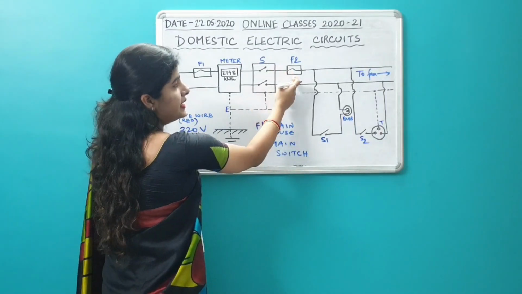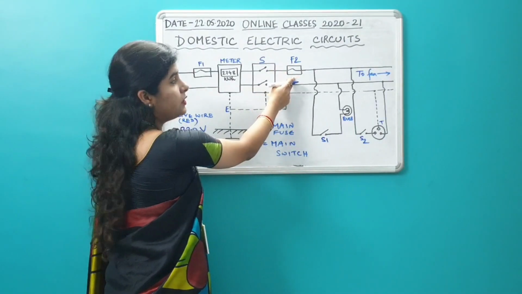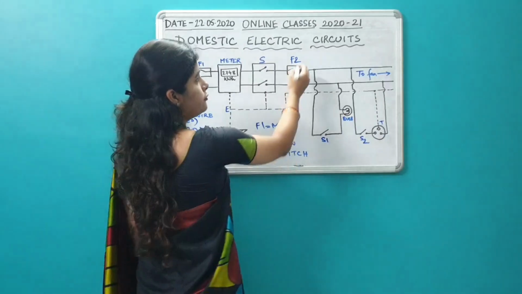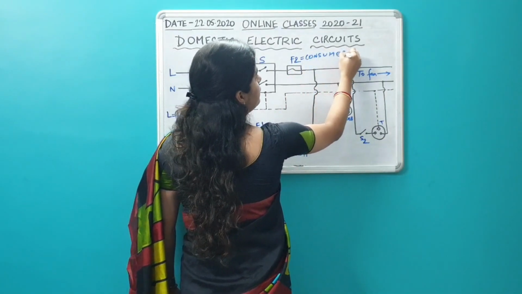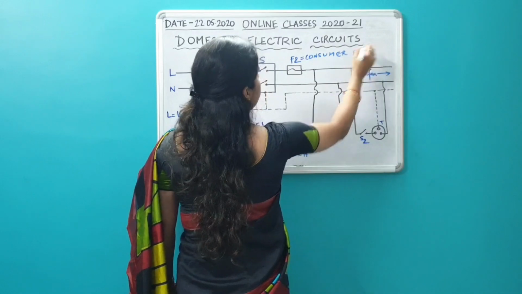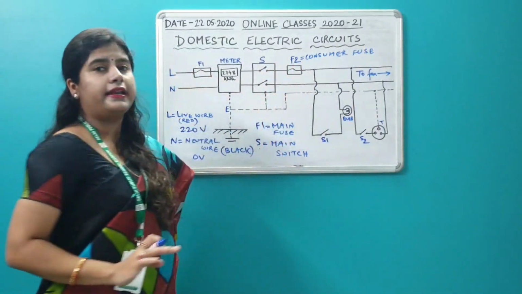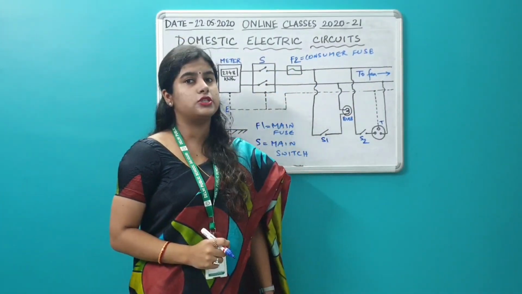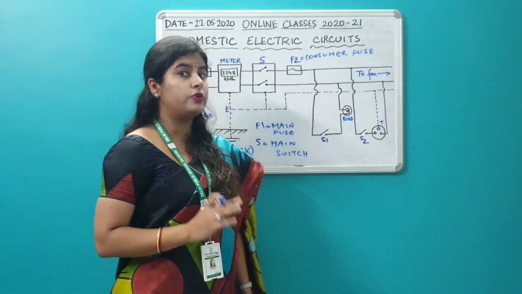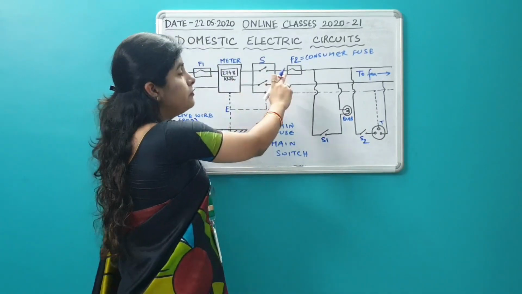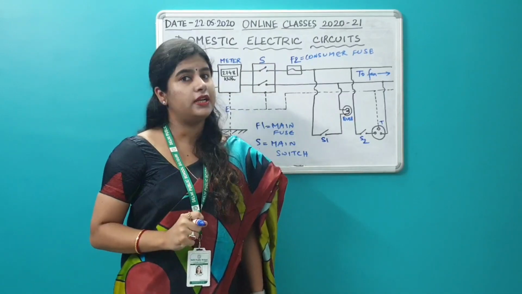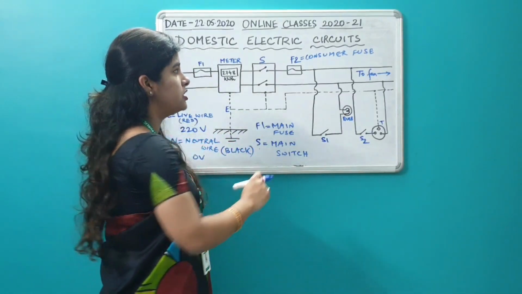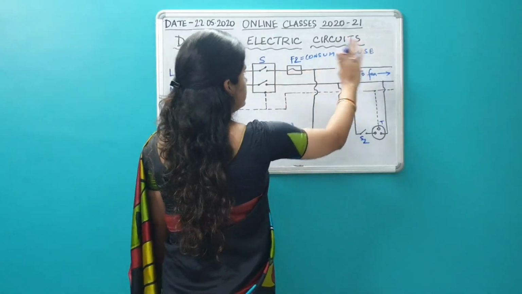The live wire is again connected with another fuse, F2. F2 stands for consumer fuse. So you can understand that so many fuses are there because it is carrying a very high potential difference of 220 volt. So it enters your house.